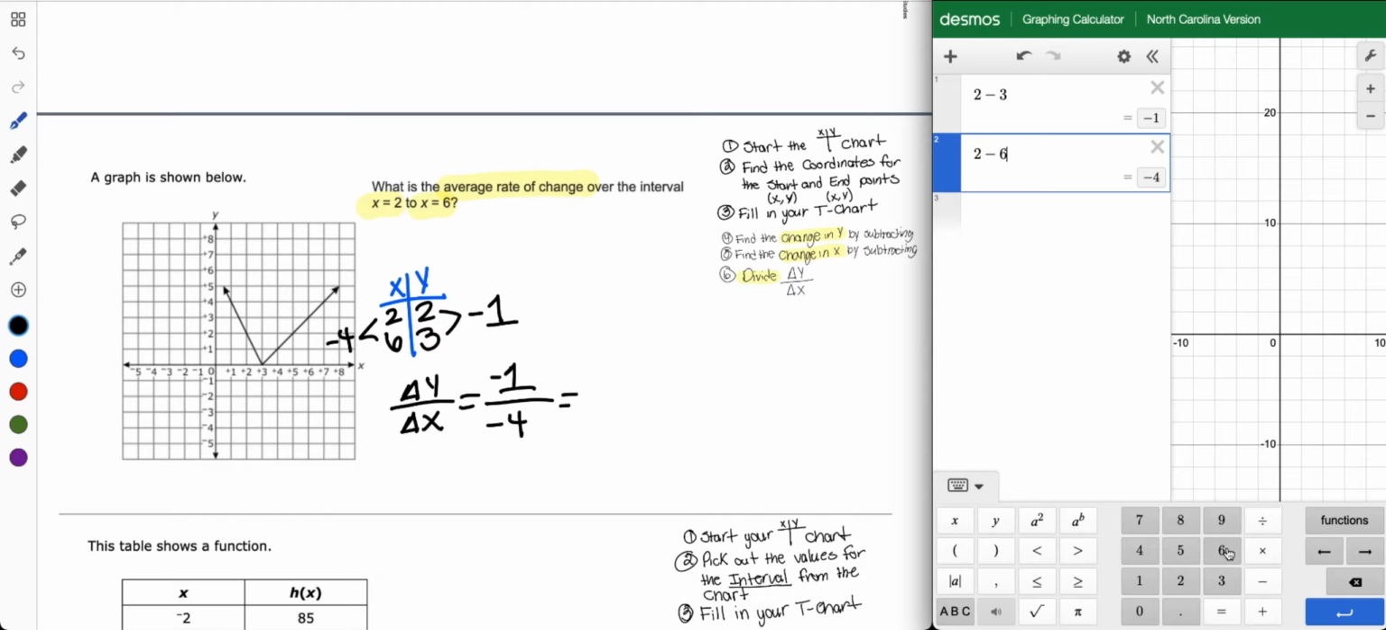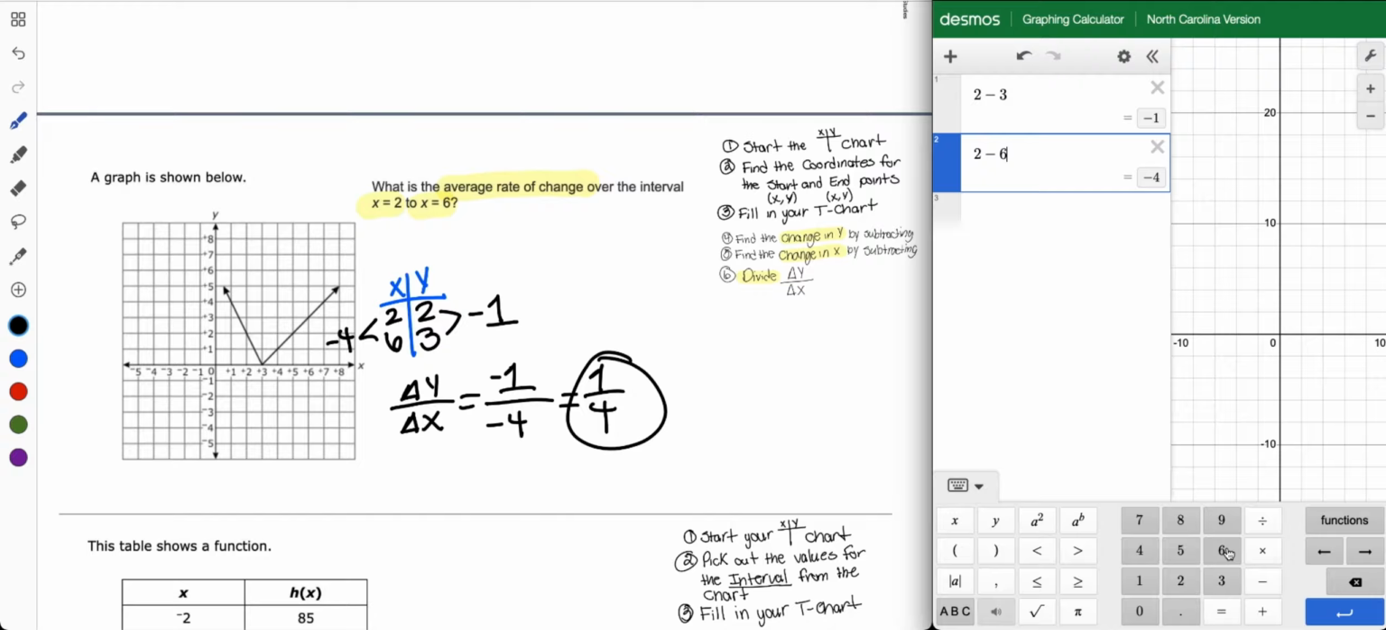And if you simplify that, when you're dividing two negatives, they become positive. So the actual average rate of change for this one will be a positive 1/4. Okay. If you're not sure what it will become, you can type it in Desmos. Then it'll probably give you a decimal. Then you can change that decimal back into a fraction. All right. So that's how you find the average rate of change from a graph.